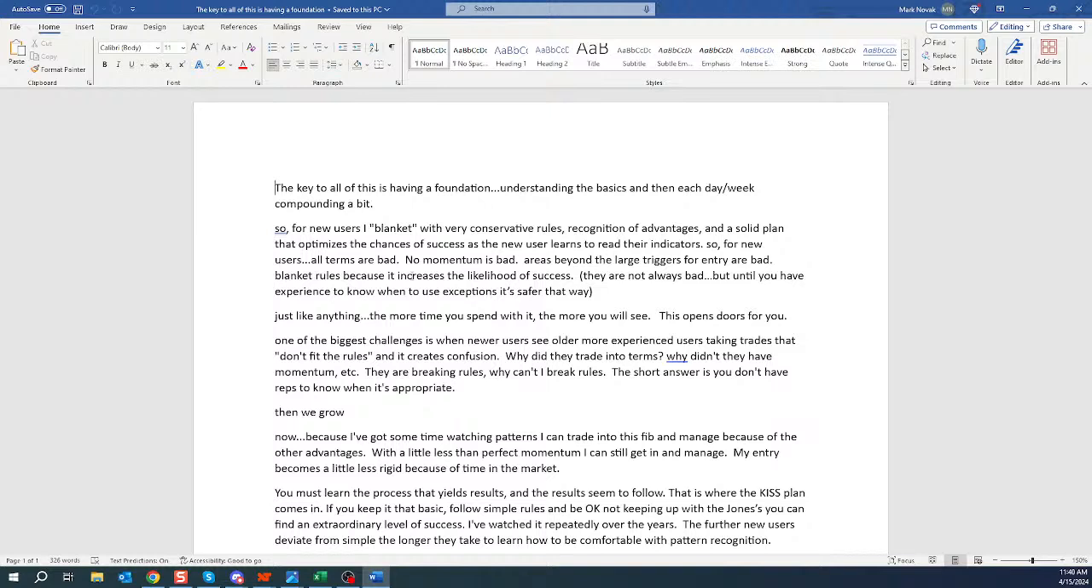And then just like anything, the more time you spend with it, the more you're going to see, and this is going to open doors for all of you. But one of the biggest challenges for new users, and guys, this is one of my biggest challenges as well, is you'll see more experienced traders taking trades that don't fit the rules. You'll see more experienced traders that seemingly win every trade and they never lose. And I'm going to tell you right now, and pardon my French, it's utter bullshit. If somebody shows you nothing but winners in this room, it's because they're hiding their losers. Period. That's it.